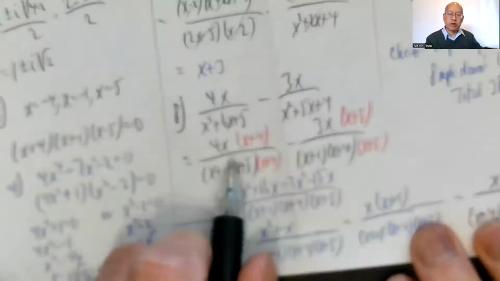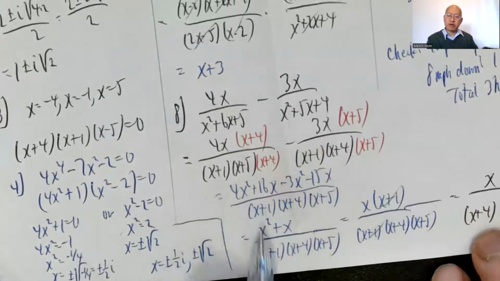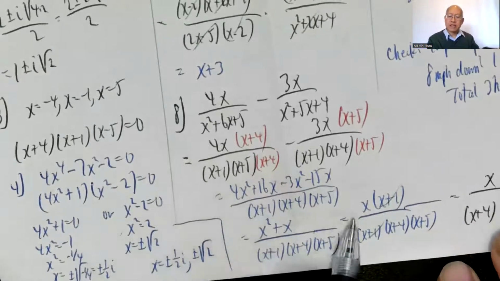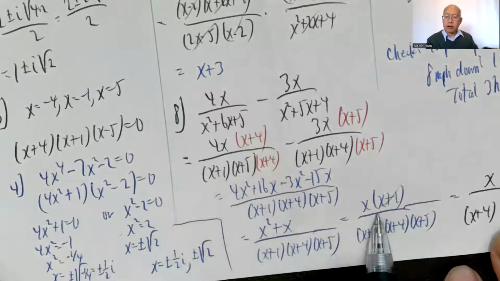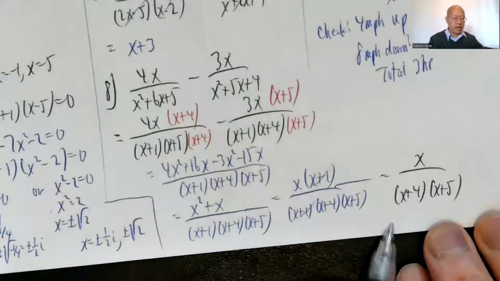So this is 4x squared plus 16x minus 3x squared minus 15x. The numerator becomes x squared plus x. Factor out the x times x plus 1 on the numerator. X plus 1 cancels out. Final answer is x over x plus 4, x plus 5.